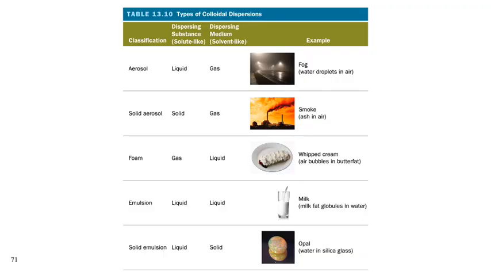There are colloidal dispersions found in many different places. Fog is a dispersion. Smoke, which is a solid in air. Whipped cream. Milk. The fat globules are the colloidal particles. And you can also see solid emulsions. An opal is silica glass that has water suspended in it. And that's what gives it its pretty appearance.